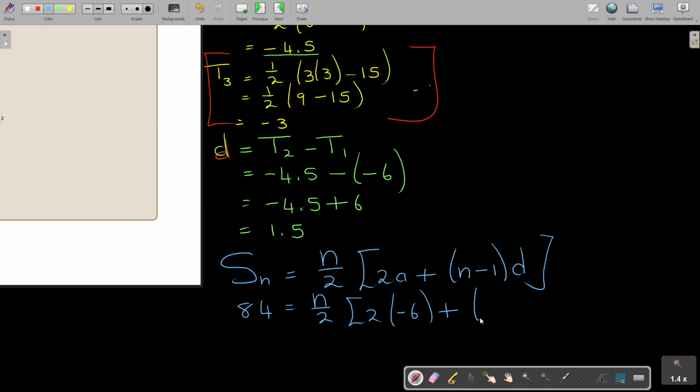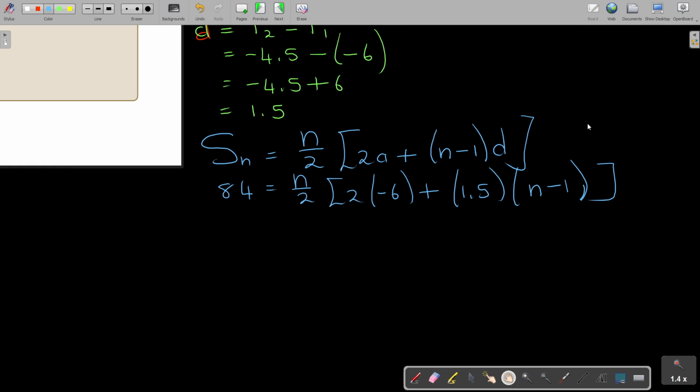Okay, I'm going to put D again in front. I know D. What is D? It's 1.5. And I don't know N. N minus 1. I'm looking for N. Okay, so let's just simplify this.